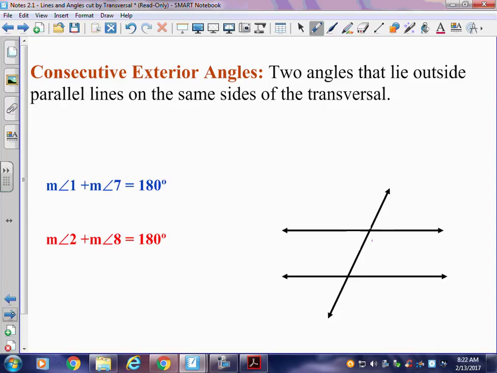So in our next one, we have the opposite effect. We have them on the outside and consecutive. So we have 1 here and 7 here. And we would have 2 over here and 8 over here, so that they look like an acute and obtuse, and they add up to 180.